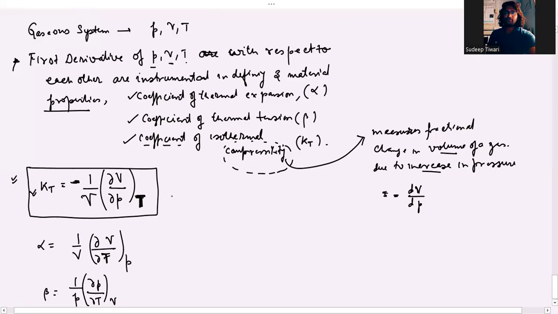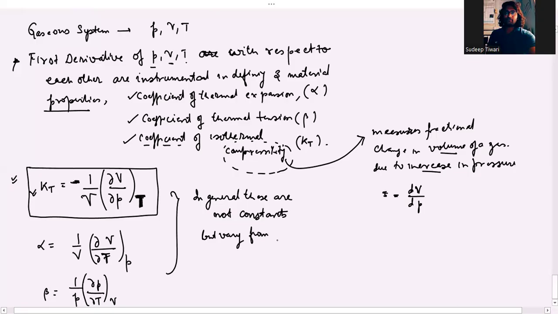In general, these are not constants, but vary from place to place on the equilibrium manifold.